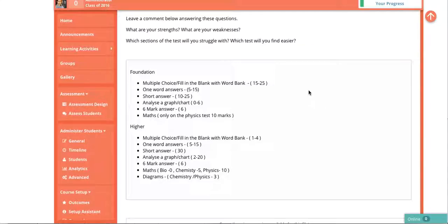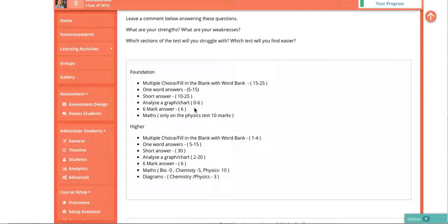The first being ones that purely are recognition, so you already have the answer in front of you and you just have to pick it out, and those are the multiple choice or fill in the blanks. The next one are very short answer questions with just one word. The next one are short answer or explain style questions where you have to actually explain your thinking to get the marks. The next one is analyzing a graph or chart, or drawing a graph or chart.